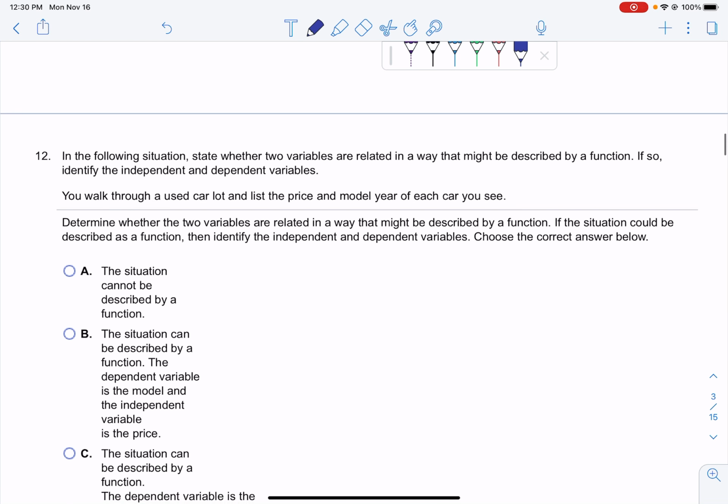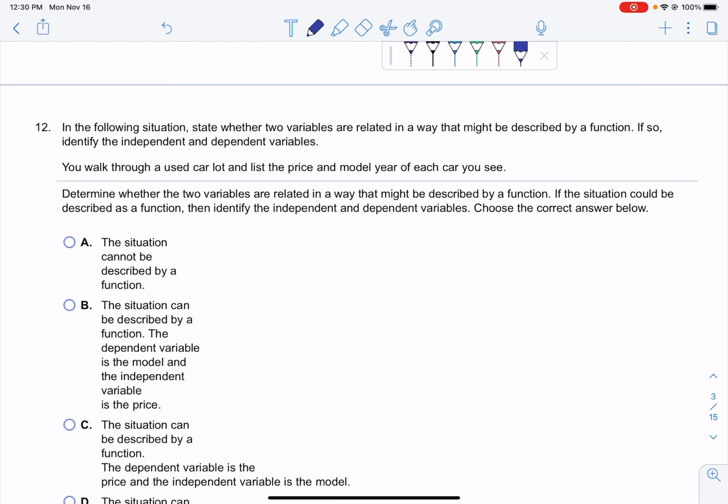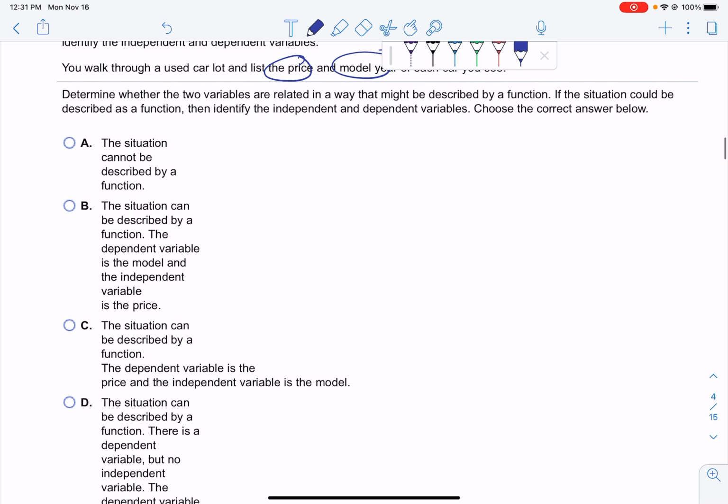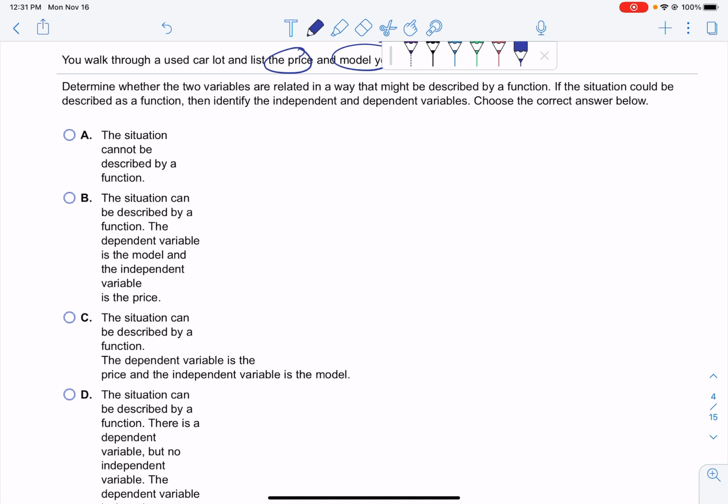Okay, number 12. State whether 2 variables are related in a way that might be described by a function. If so, identify the independent. You walk through a used car lot and list the price and model year of each car that you see. So we're comparing the price and the model year. So could those be related? I would imagine an older car is worth less money, so the price is going to be cheaper. So I would say that it can be described by a function.